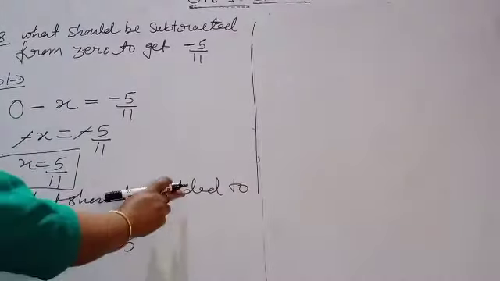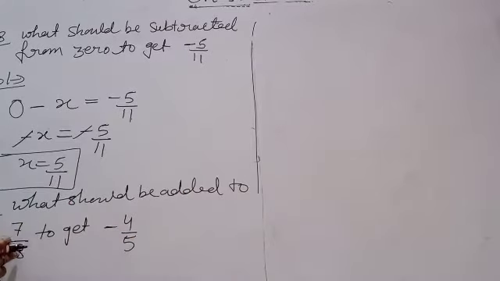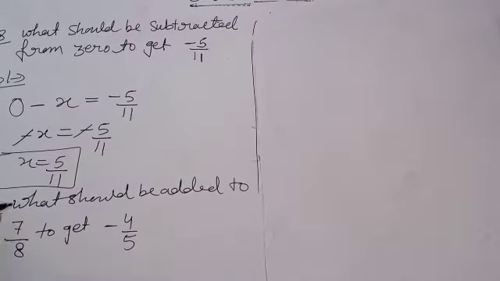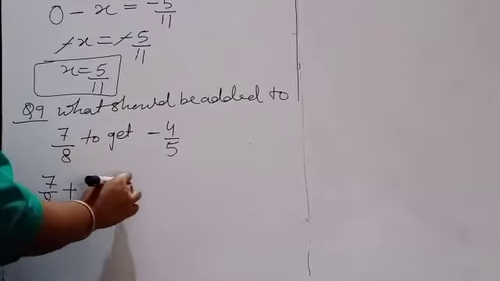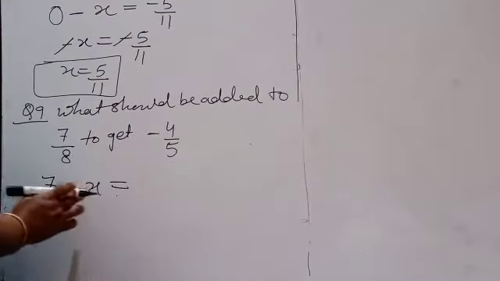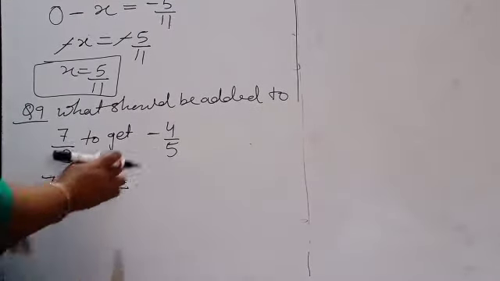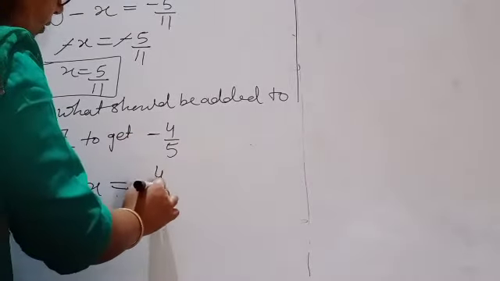What should be added to 7 upon 8? To which number do we have to add? To 7 upon 8. What should be added? For addition, what sign are we using? Plus. The unknown is x. To get, it means after adding something to 7 upon 8, what will you get? Minus 4 upon 5.